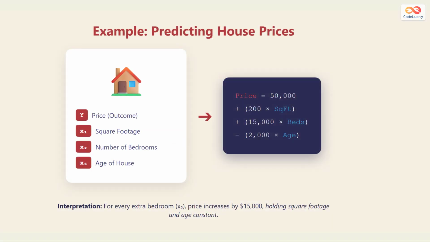Let's apply this to a real-world example, predicting house prices. Here, our outcome y is the price. Our predictors might be square footage, number of bedrooms, and the age of the house. Our equation might look like this. Start with $50,000. Add $200 for every square foot. Add $15,000 for every bedroom, and subtract $2,000 for every year of age. This tells us that, holding size and age constant, adding a bedroom adds $15,000 to the value.